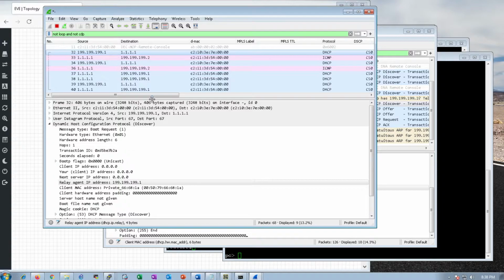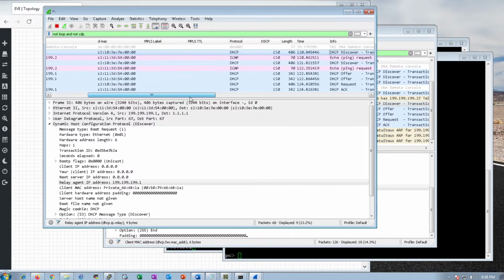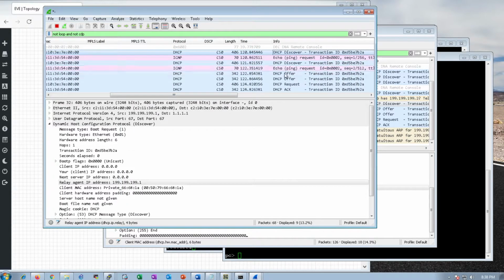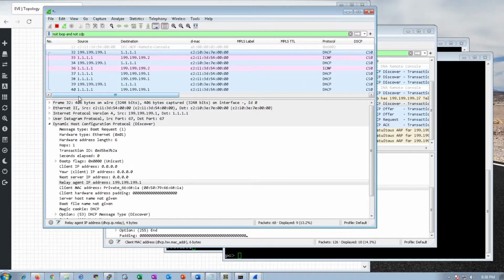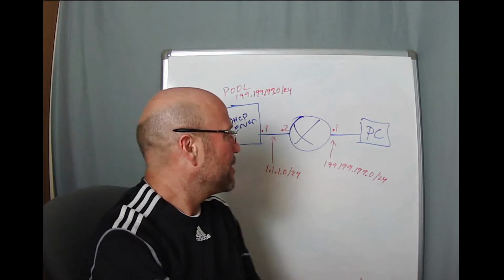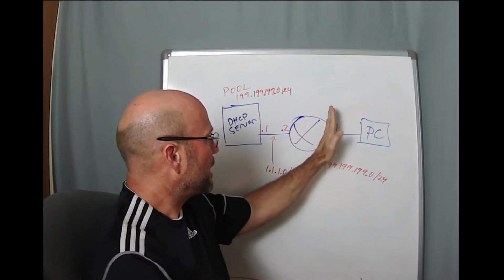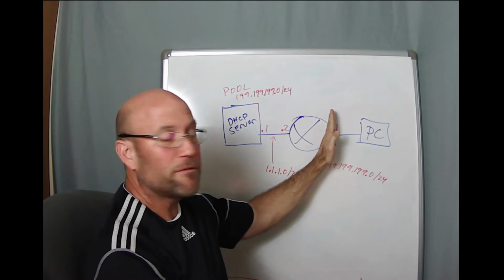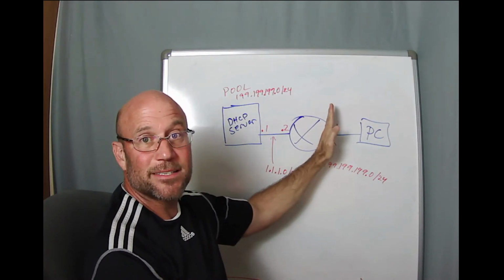And later we'll look at the offer, okay? I'm going to show you one more thing. I just want to emphasize once again, we already talked earlier about the fact that a router layer 3 interface is where a broadcast stops.